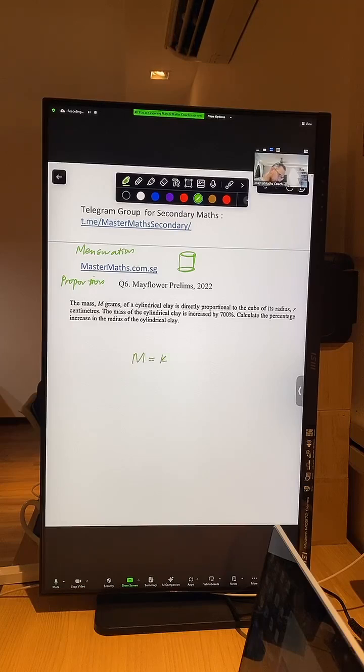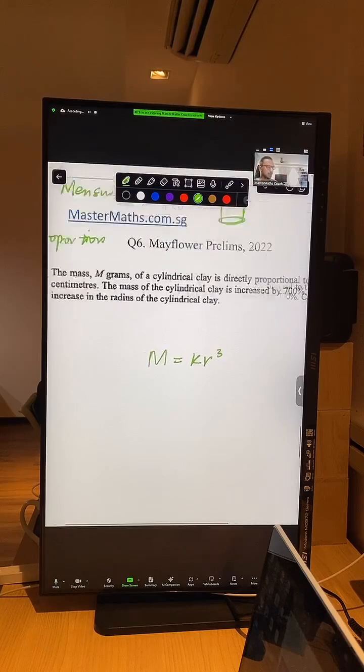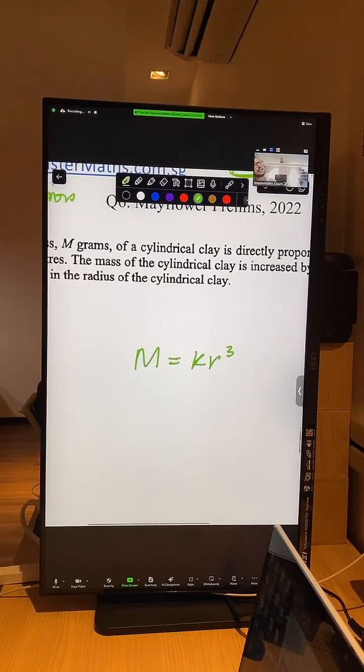So that means it looks like this. This is the equation, m equals k r cubed, where k is a constant. I write that down here: constant. That means the mass and the radius can change, but the k will remain k. It will remain a number that cannot be changed.